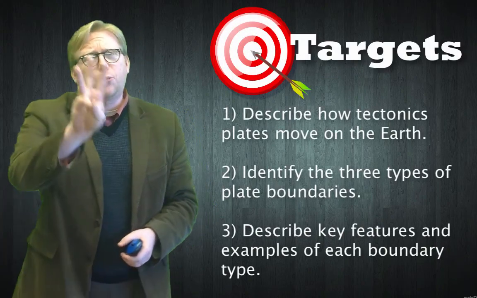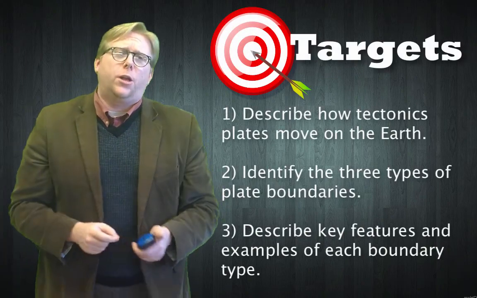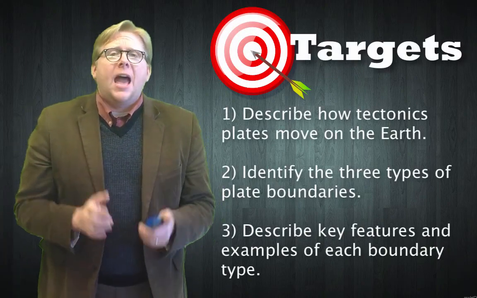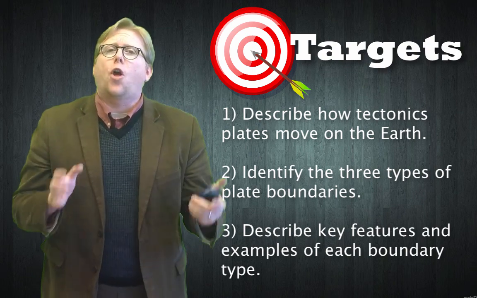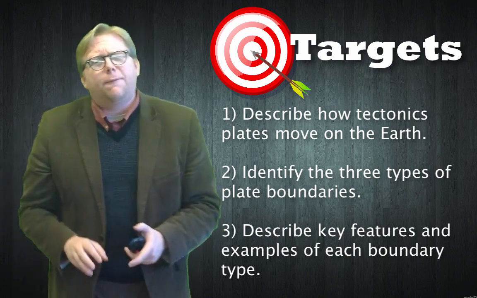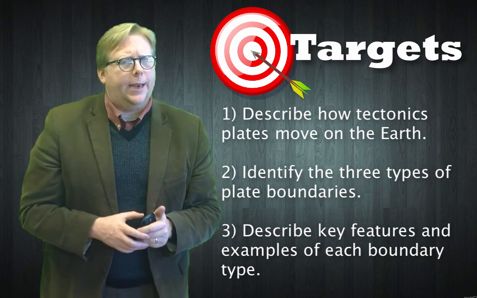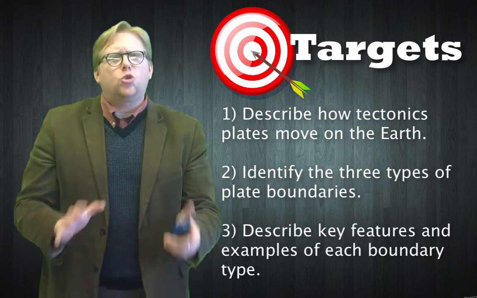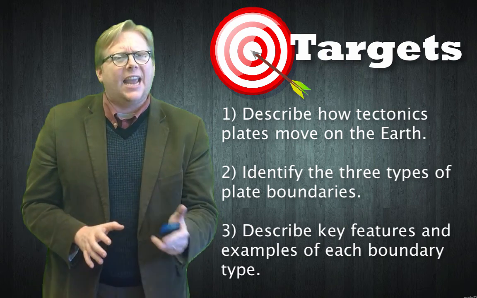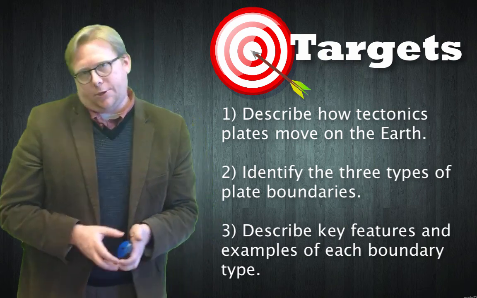So we're going to end up doing three different things. The first thing we're going to do is we're going to describe how the tectonic plates move on our planet. And then we're going to identify the three major types of boundaries, or types of movements that happen on our planet. And finally, we're going to describe some of the key features and examples of each different type of boundary.